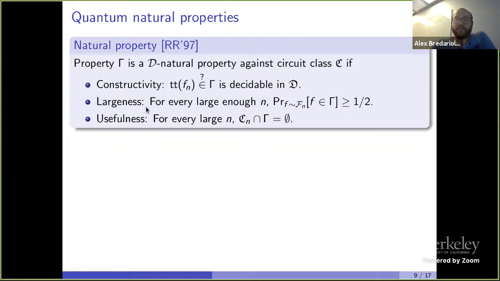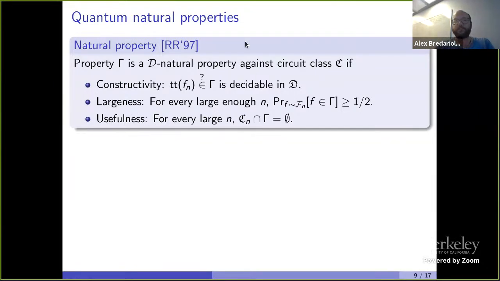We also ask for largeness, and the point is that largeness says if you pick a random function, it has this property with high probability. And finally, we have usefulness. The point is that for large enough n, all these functions that can be computed by the circuit class with size n do not have the property. So in some sense, this natural property is separating random functions from functions that can be computed by a circuit class for big enough input size.